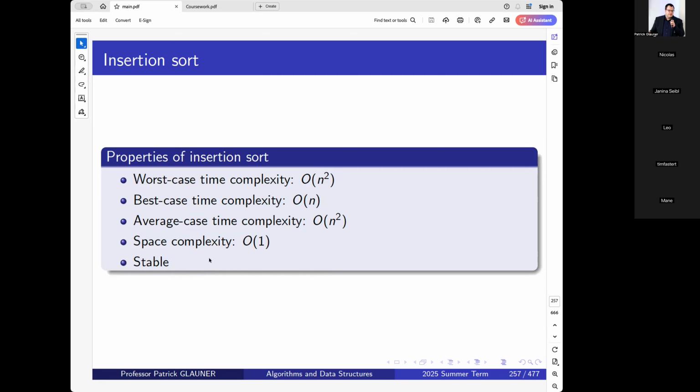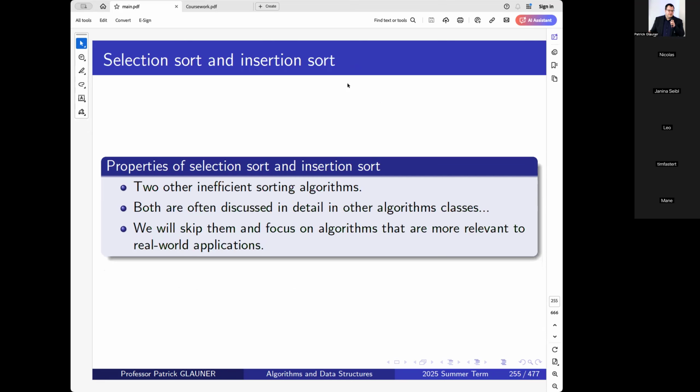The insertion sort is stable, also has a space complexity of O of 1, and the best case time complexity of O of n, but worst case and average are O of n squared. I'm just putting here these fact sheets for these two algorithms, selection sort and insertion sort. It turns out in a lot of algorithm classes, these two sorting algorithms are discussed in detail.